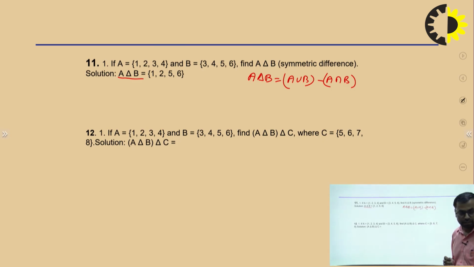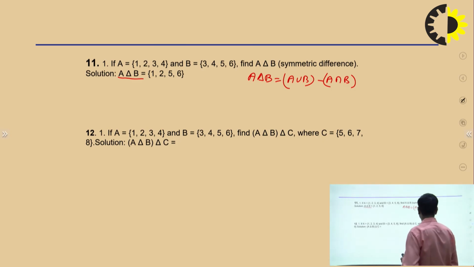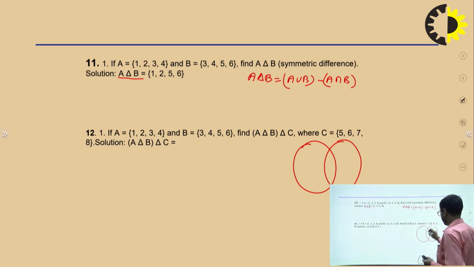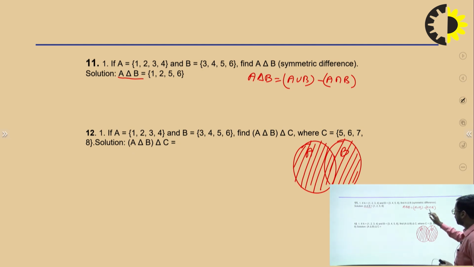How will we represent such a formation in pictorial representation using Venn diagrams? Let's suppose there are two sets A and B, and some portions are common in both the sets. So when we calculate A union B, what does it mean? A union B means the elements that are present in both the sets, and A intersection B means the common elements, which we subtract.